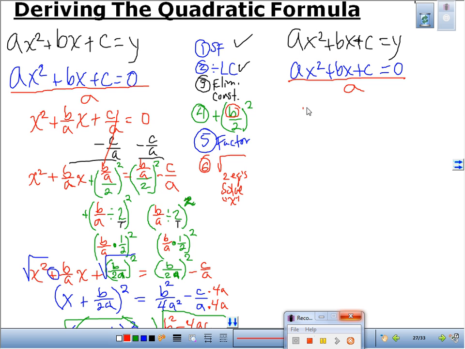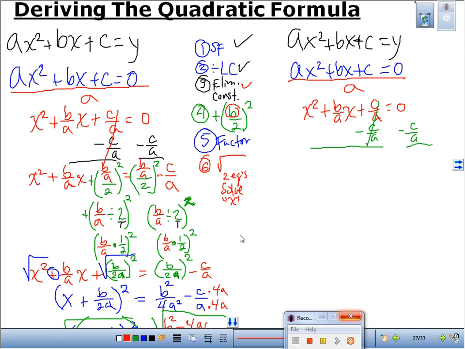1 times x squared, we're left with x squared, plus B divided by A is B over A, x plus C over A equals 0. Okay? Step 3, we already eliminated the, oh no, we haven't eliminated. Next step, eliminate the constant. So what is my constant? C over A. So what is the inverse? Subtract C over A. Subtract C over A.